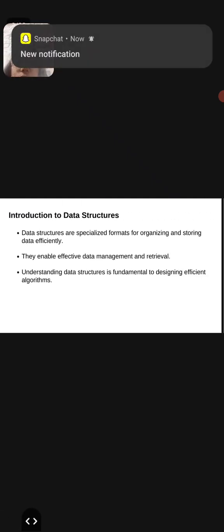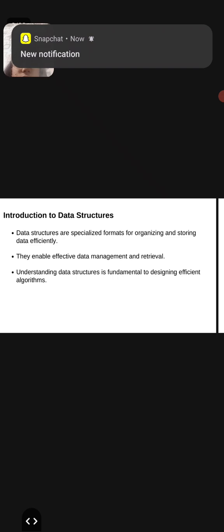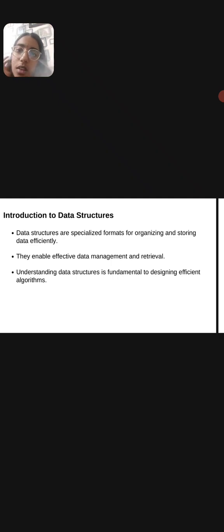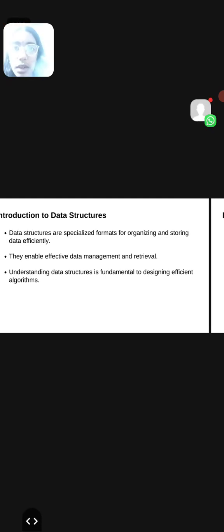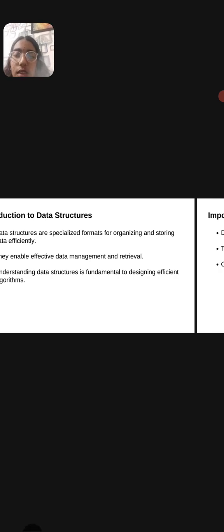Roll number 249518005BN. Today's subject is data structures, and we are going to talk about an introduction to data structures. Data structures are specified formats for organizing and storing data efficiently. They enable efficient data management and retrieval. Understanding data structures is fundamental to designing efficient algorithms.